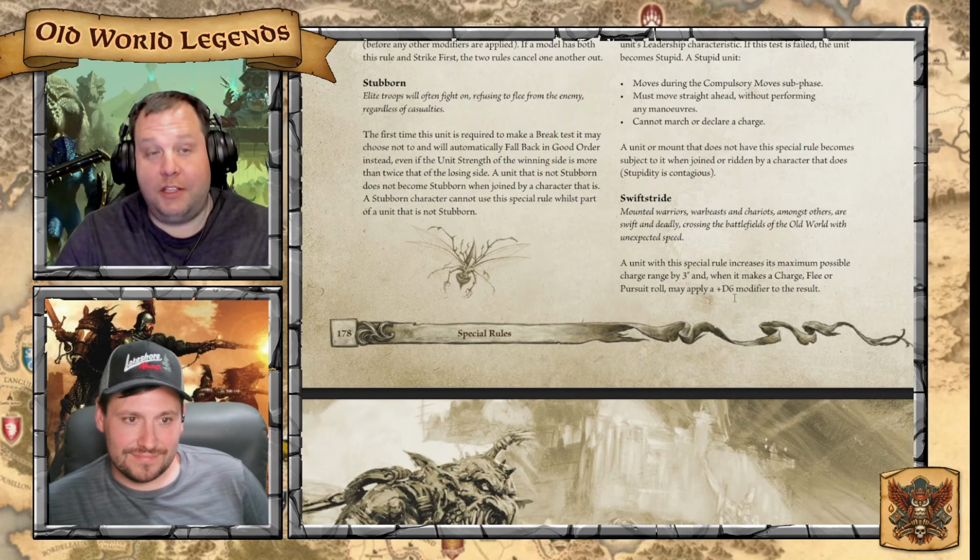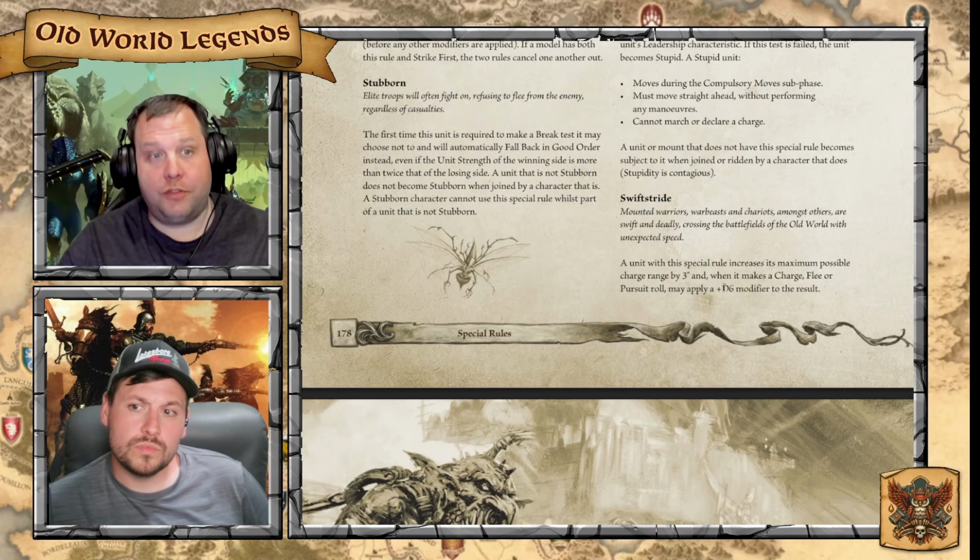Let's talk about Swift Stride. This is actually one of the newer rules for this edition, and honestly, one of the most powerful ones. Well, it's new that it's a special rule, Mike.